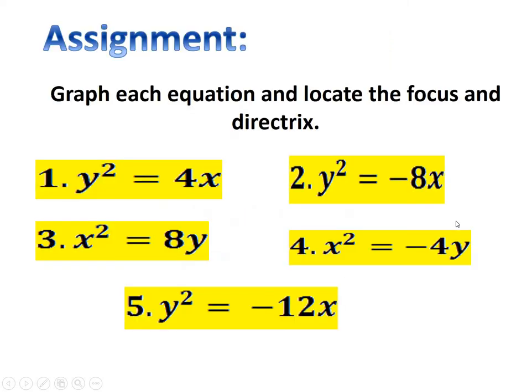Okay, this is it. For your assignment, graph each equation and locate the focus and directrix. y squared equals 4x. y squared equals negative 8x. x squared equals 8y. x squared equals negative 4y. y squared equals negative 12x.